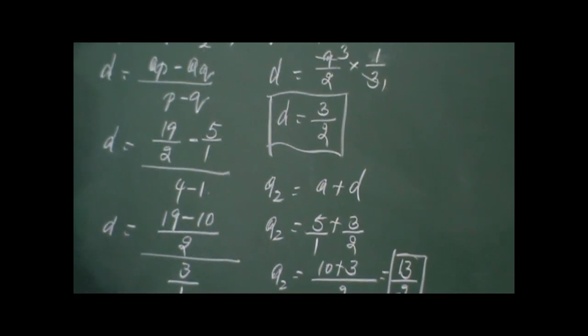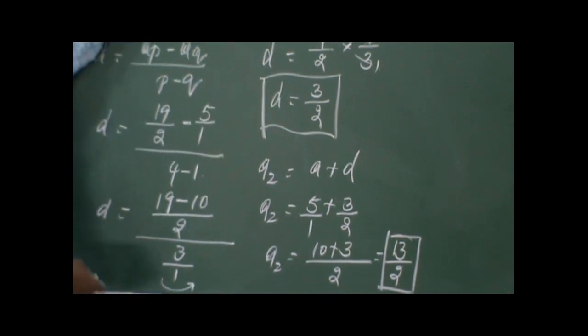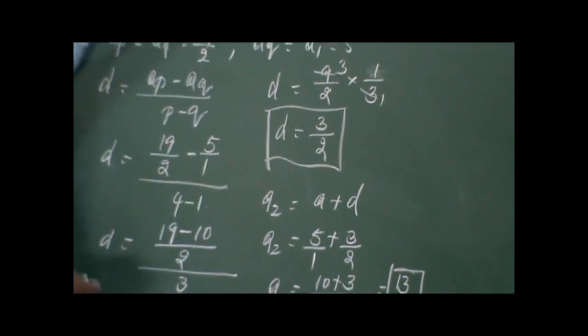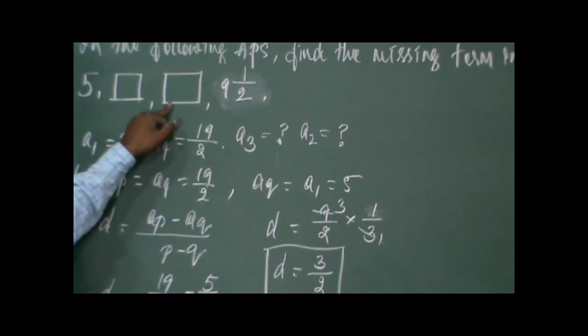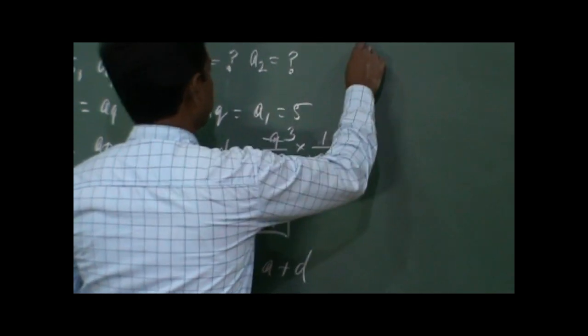So either using the first term and common difference you can find out the third term, or if you add one time common difference to the second term, you are going to get the third term. Whichever method is required, you can do it. So I will go with this.